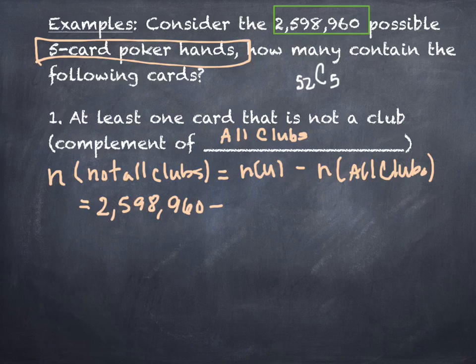Okay, so what is 13 coming from, Matthew? 13 is all the clubs, but it's not just minus 13, but that's involved. How do I get a hand of all clubs?